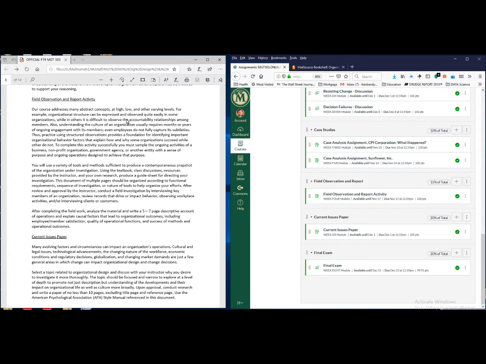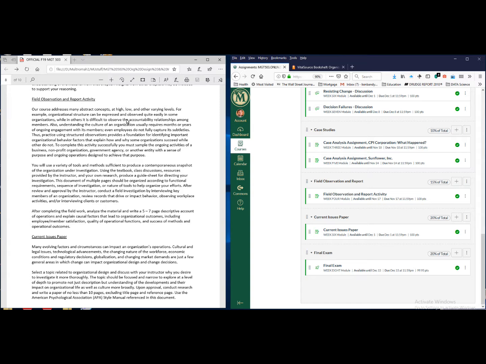So, understanding the culture of an organization usually requires months or years of ongoing engagement with its members. Even the employees who work at an organization do not fully capture the subtlety of organizational culture. So practice using structured observations provides a foundation for identifying important organizational behavior factors that explain how and why some organizations succeed while others do not.